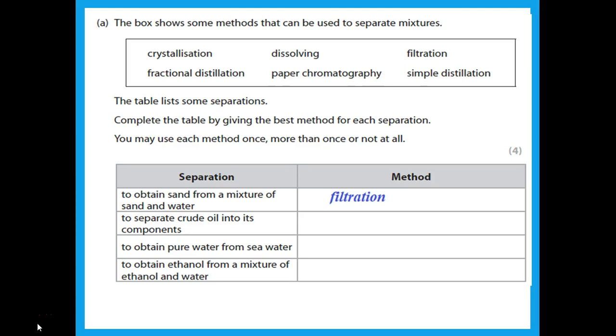To separate crude oil into its components, you should have an idea. If you don't, then you should know that crude oil is a liquid, a mixture of liquids. So several liquids, I'm trying to separate several liquids. We said by separating several liquids, I use fractional distillation.